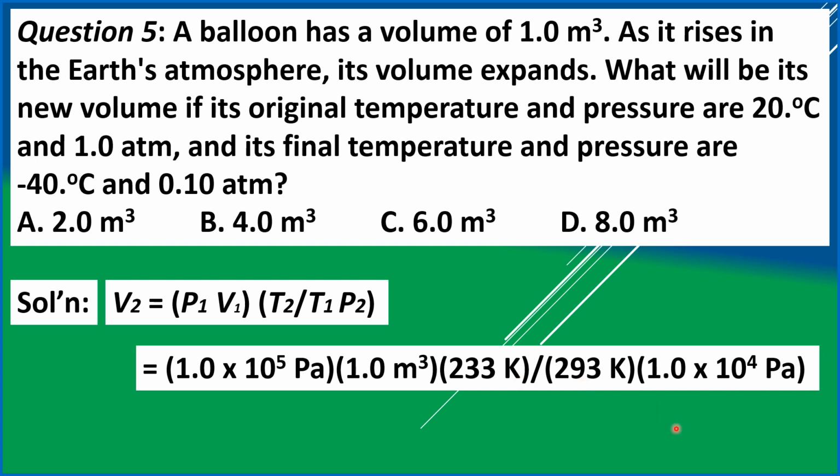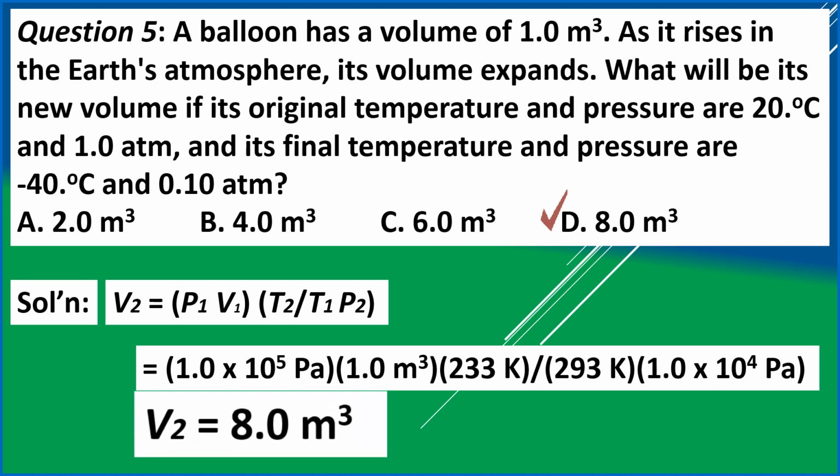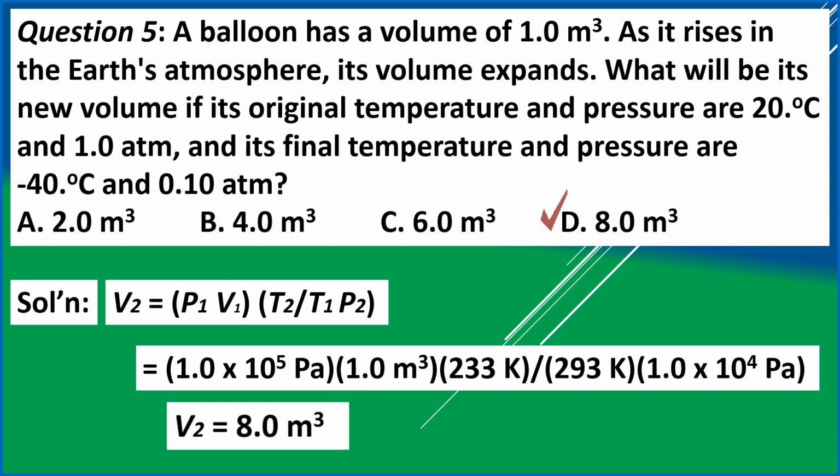So doing our math, the final volume of the balloon V sub 2 is equal to 8.0 meter cube. In other words, our answer to this question, of course, is option letter D, 8.0 meter cube.